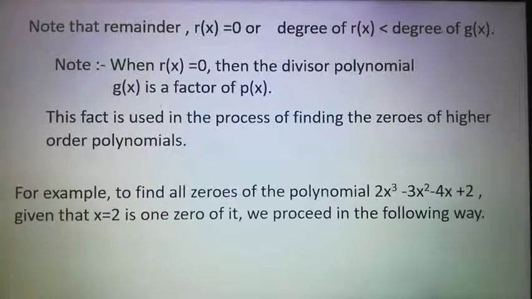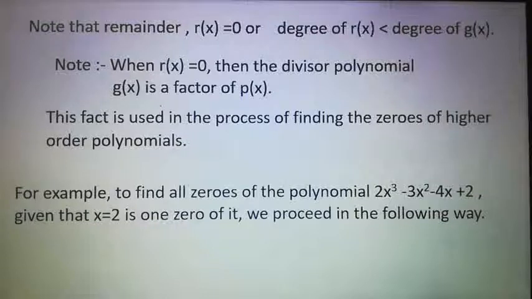Now for example, consider a question: to find all zeros of the polynomial 2x cube minus 3x square minus 4x plus 2. See, this is a polynomial of which degree? It is third degree. So how many zeros can there be at maximum? That is obviously 3, equal to the degree of the polynomial. If it is a third degree polynomial, there can be 3 zeros. Then it is given that x is equal to 2 is one zero of it.